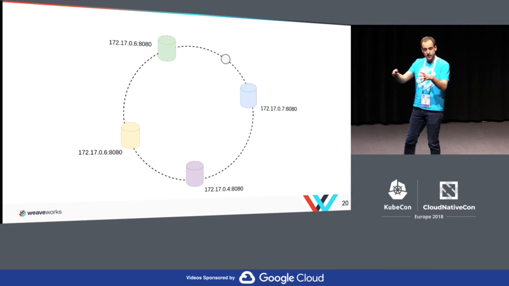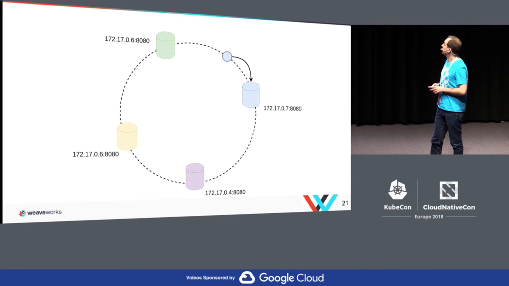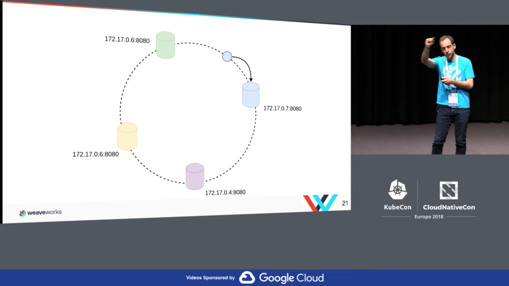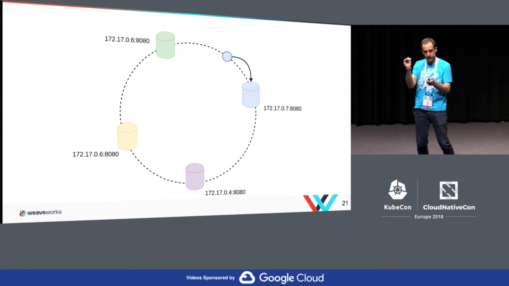Because the key has a value, you put it somewhere in the ring. And the way you can select the endpoint that is going to handle that request is just to go clockwise on the hash ring and choose the endpoint that is right next to it.